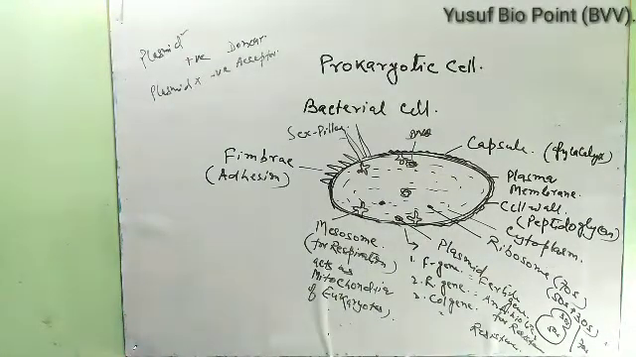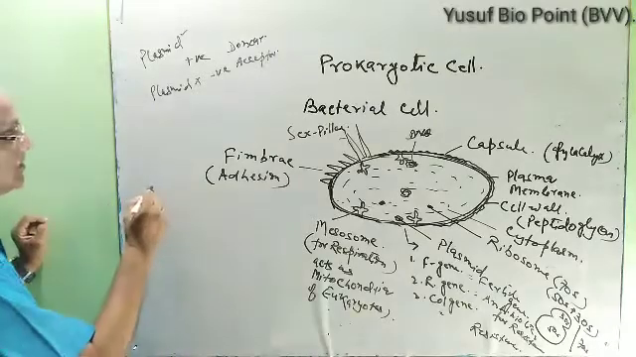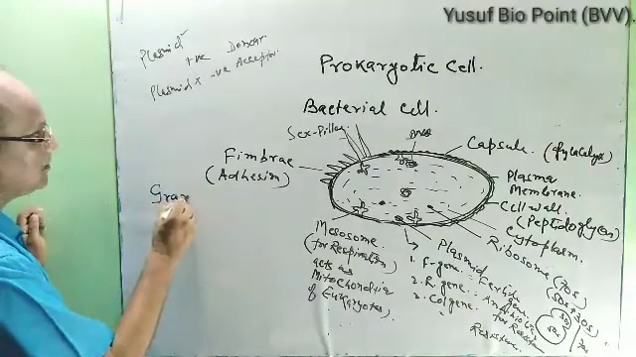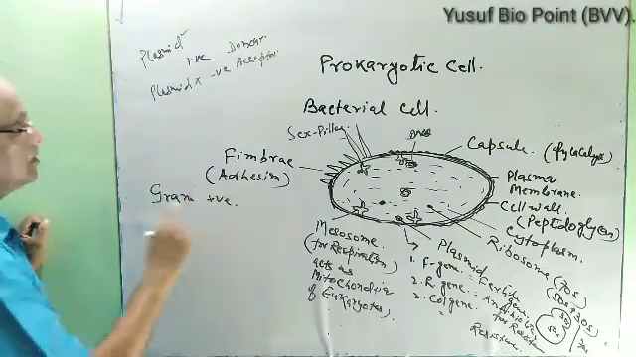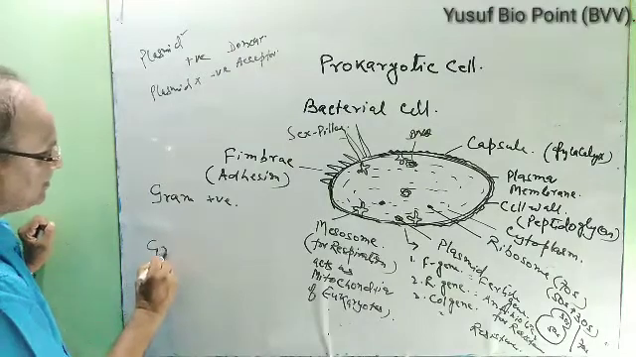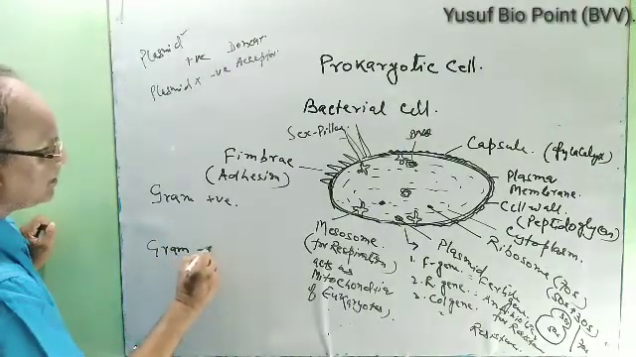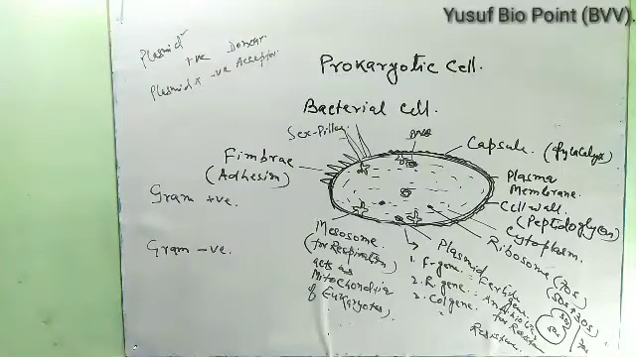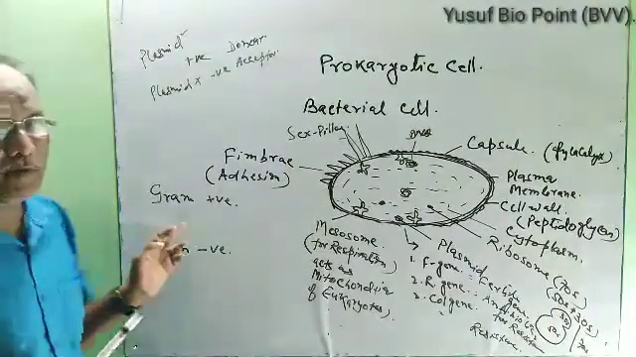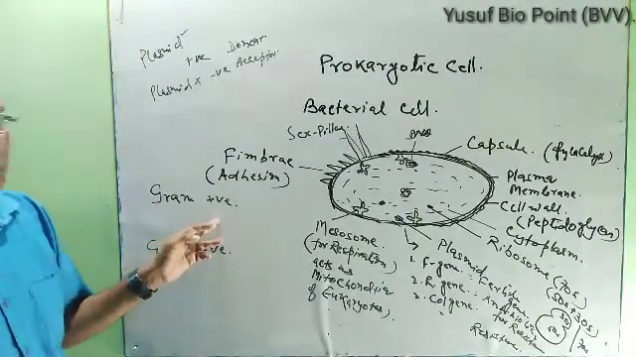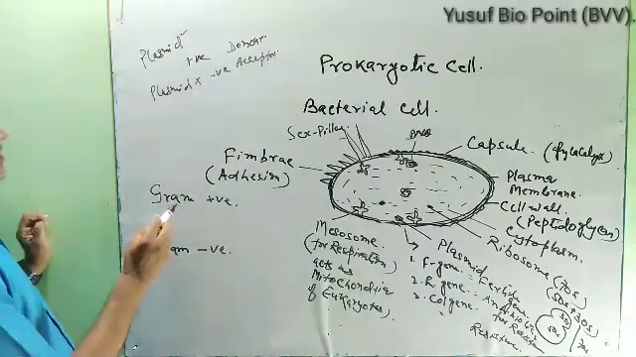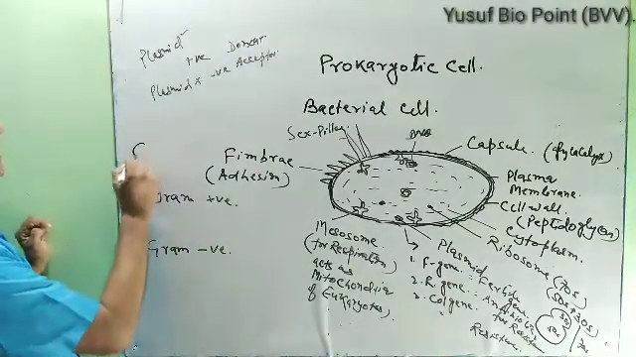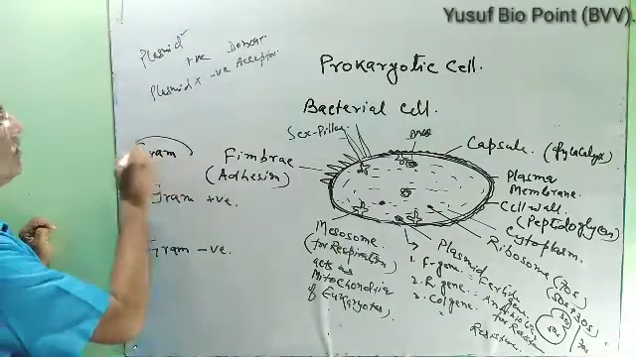And one thing you also get, some bacteria are gram positive and some are gram negative. Understand? These are on the basis of staining, that may be gram positive or negative, and this name was given by a scientist called Gram.